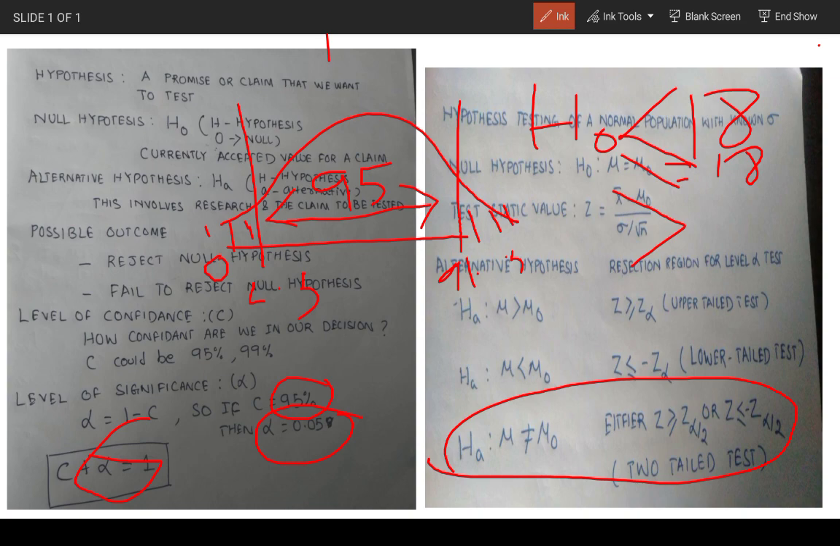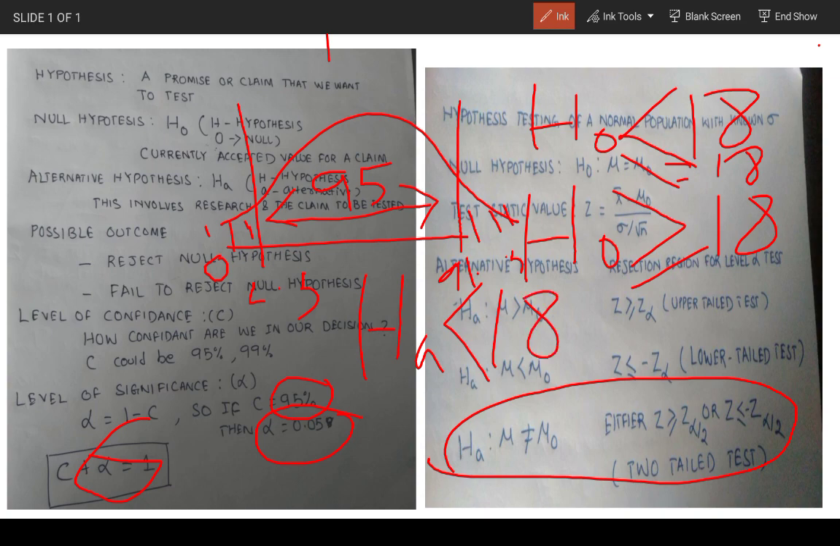If I claim that my car mileage is more than 18, then my H0 is mu greater than or equal to 18. So this time I need to test the claim by saying the alternative will be less than 18, which is called the lower tail test.